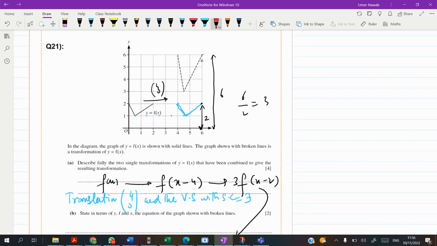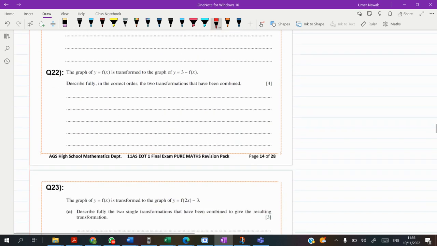I can make you furthermore sure that this point is how much, 6, 6, and this point is how much, this point is (6, 2). Did you see that 2 has gone to 6? So 6 divided by 2 gives you 3. The scale factor is 3.